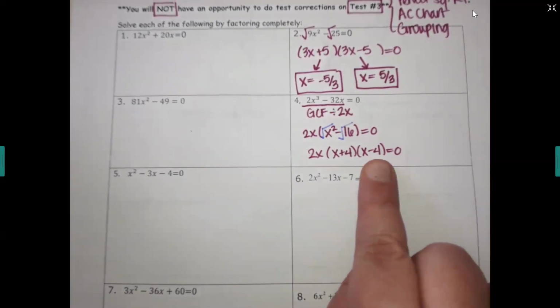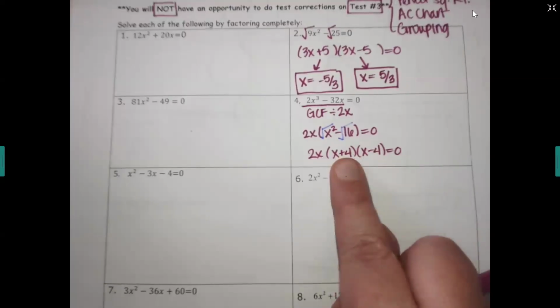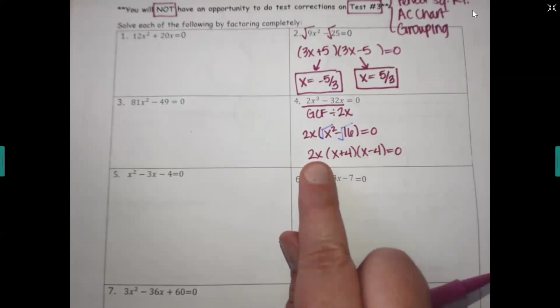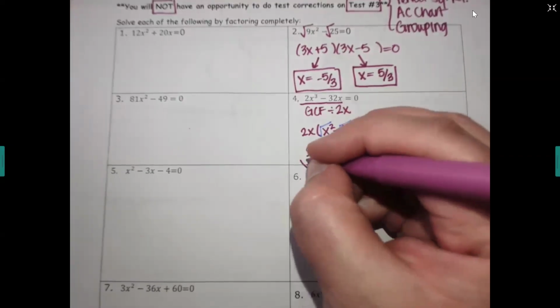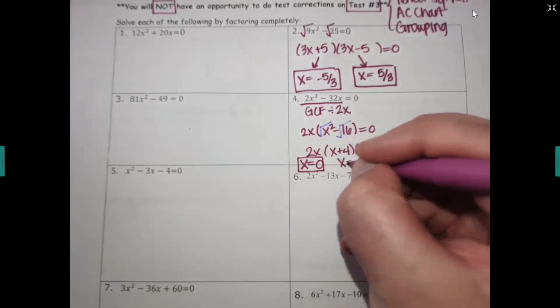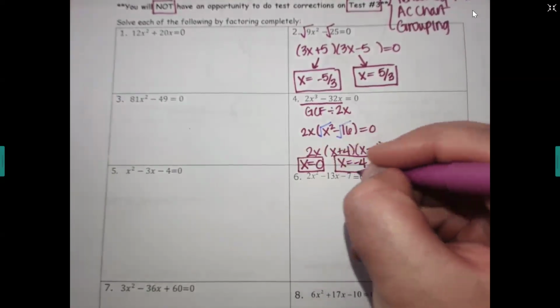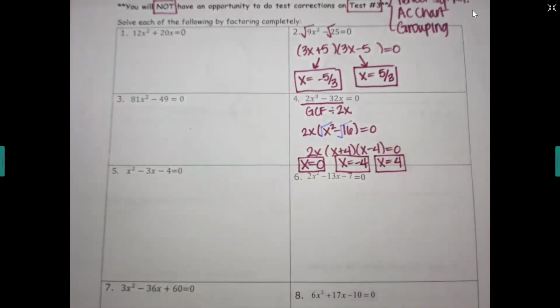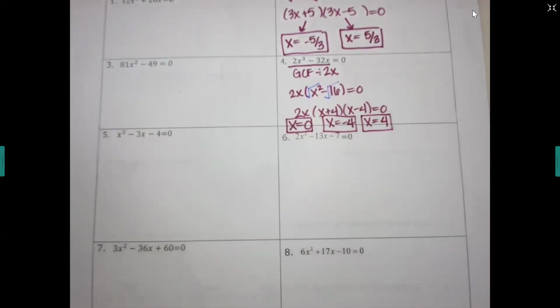My minus 4 will turn to a what? Plus 4. Plus 4 will turn to a minus 4. Do you remember the answer for an x on the outside? 0. Very good. So remember, an x on the outside means 0 is an answer. And then the other ones will just be the opposite of the parentheses. All right, we're going to do one more off this page. We're going to do number 8.